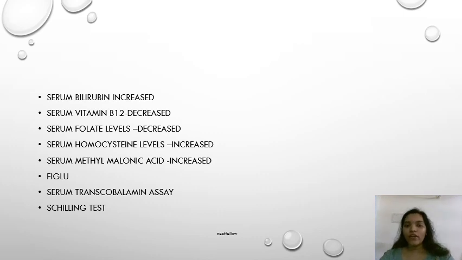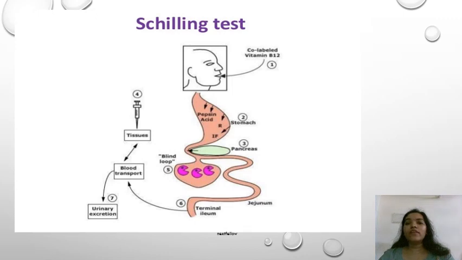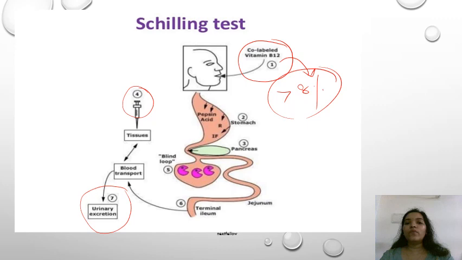And the Schilling test is done to differentiate the cause of vitamin B12 deficiency in megaloblastic anemia, whether it is because of malabsorption or intrinsic factor deficiency. In the Schilling test, a radioactive labeled vitamin B12 is given orally, and an injection of normal vitamin B12 is also given through the tissue. Then we see its urinary excretion in a day. If more than 8% of this material is excreted in the urine, that tells us it is normal.